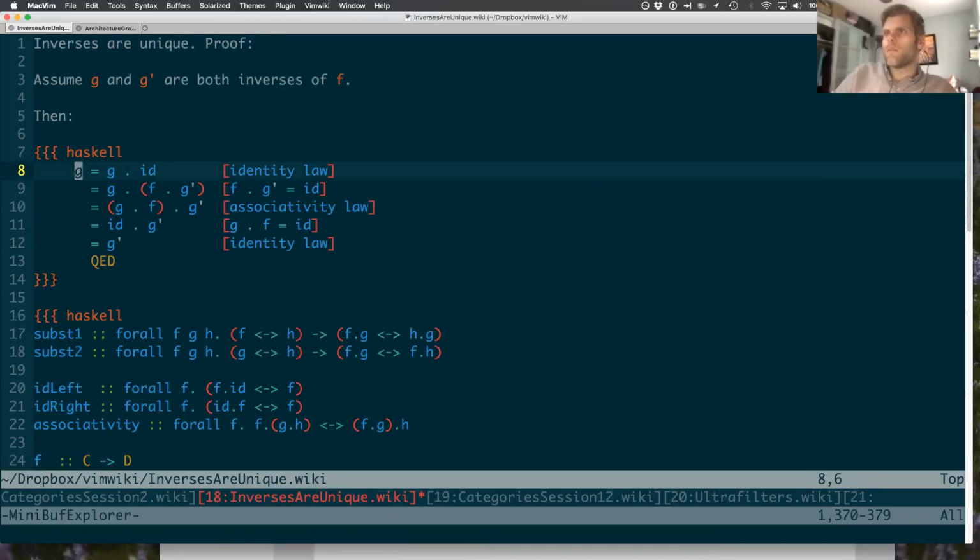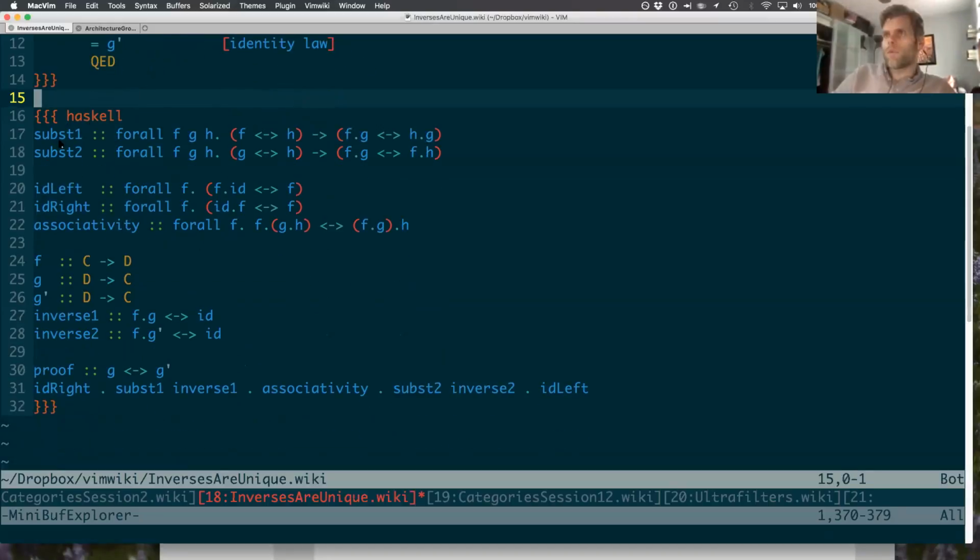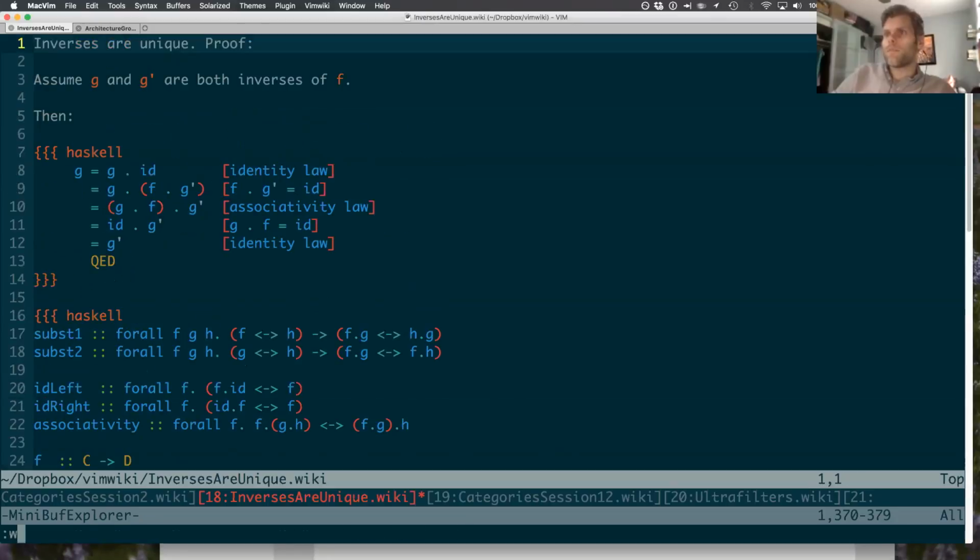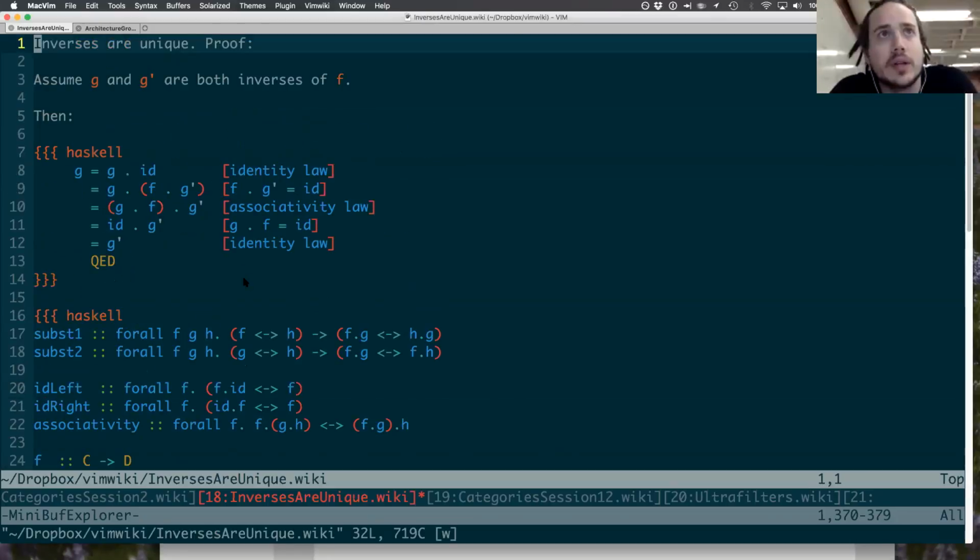You just appeal: G and G prime are equal because G is G composed with id, and if F and G prime are inverses of each other, then F and G prime composed are the identity, and then we use the associative law to go to G composed F, and those are supposed to be inverses as well, and so that's equal to id, and then id composed G prime is G prime, and so we've proved that inverses are unique. And I'm also giving that as a program rather than a proof, because we know that programs and proofs are isomorphic. So I had more of a chapter 2 answer to that question.